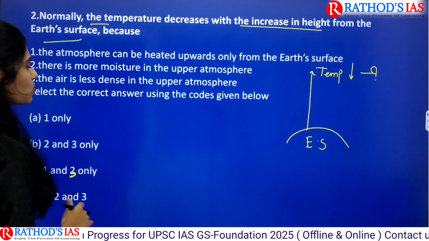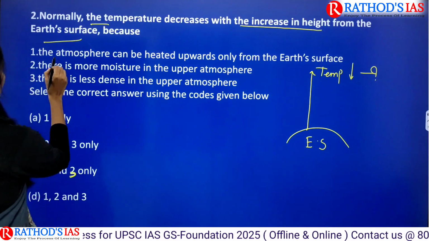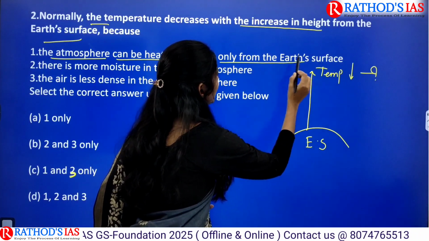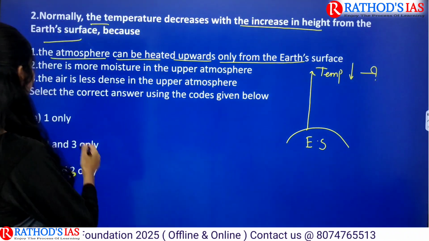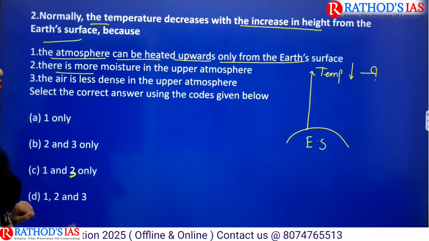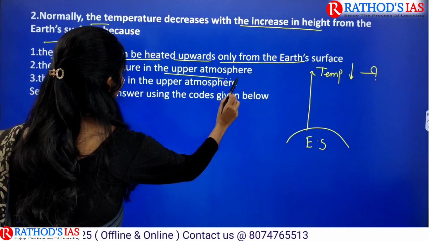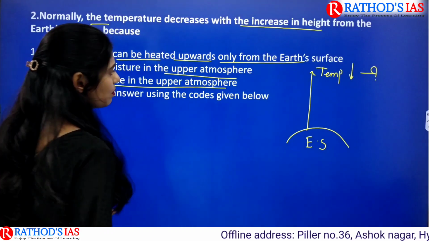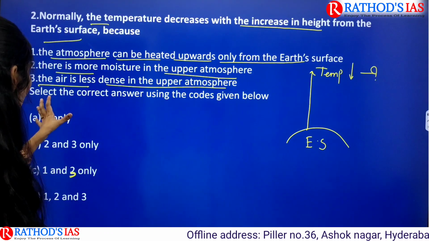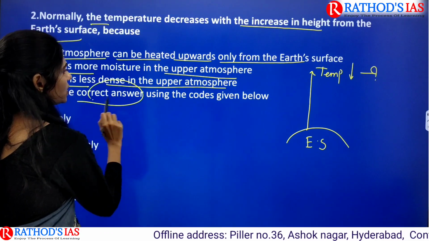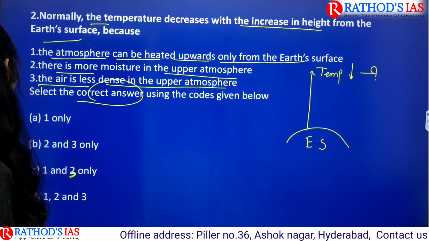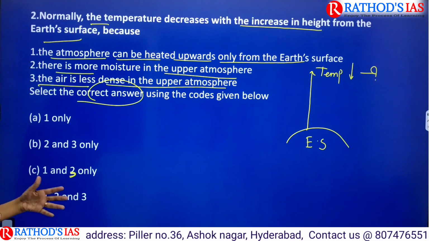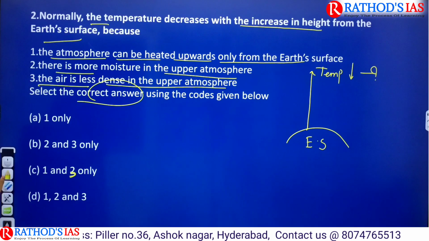Let us see the statements one by one. First statement is the atmosphere can be heated upwards only from the earth's surface. And second statement is there is more moisture in the upper atmosphere, and the air is less dense in the upper atmosphere. You have to select the correct answer using the codes given below. Option A is 1 only, option B is 2 and 3, option C is 1 and 3, and option D is 1, 2 and 3.